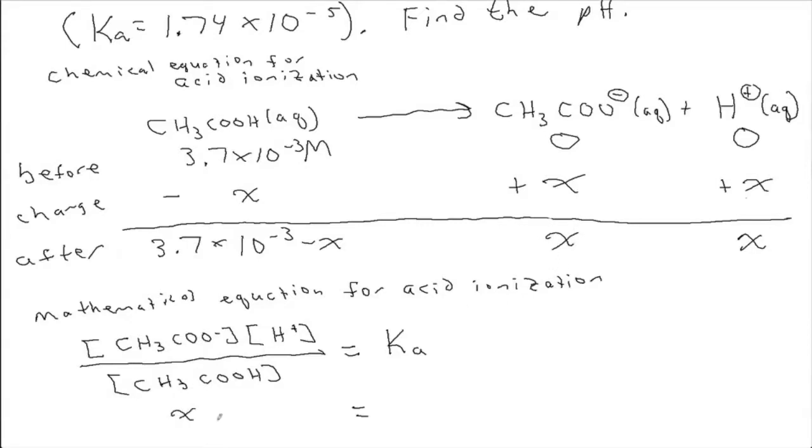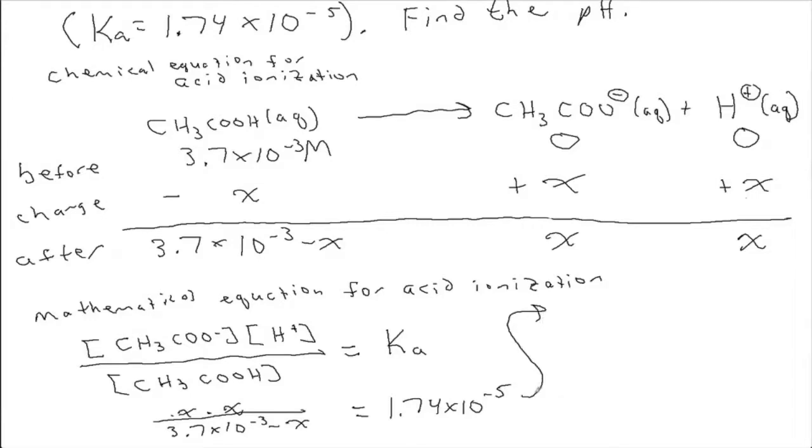And what's going to be the H plus concentration in equilibrium? X. You got that from here. And what's going to be the CH3COOH concentration in equilibrium? 3.7 times 10 to the negative third minus X. And what do I write down on the right-hand side? Equals 1.74 times 10 to the negative fifth. Good. So that's good that you remembered that we know that number. They were given the equilibrium constant in the problem. So you can see where the table is important. The table tells us what to plug in to this equation. We use the after row here to plug in.